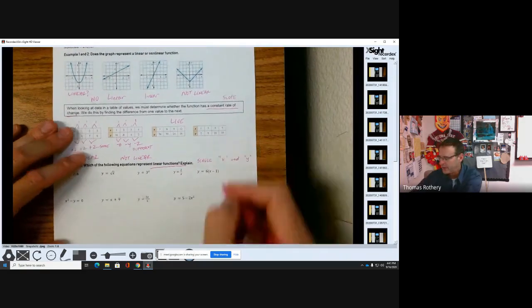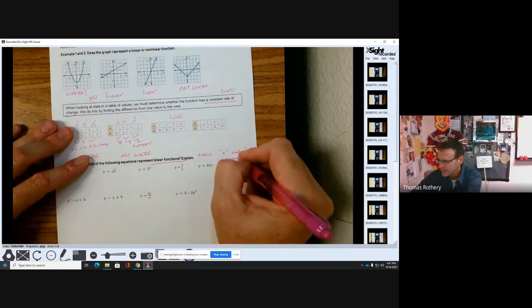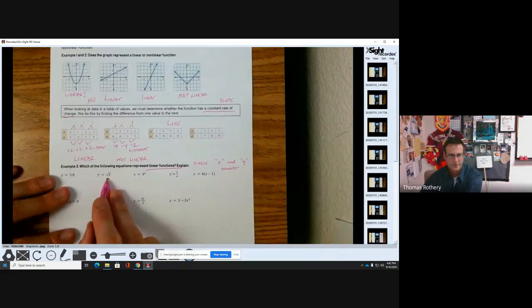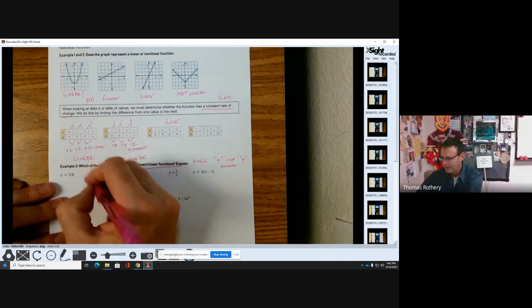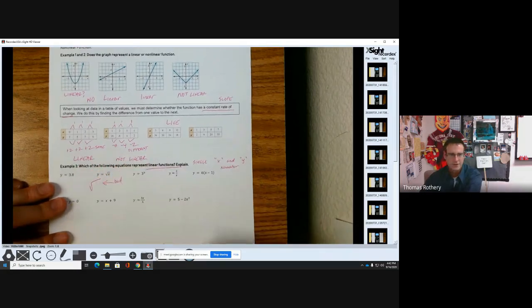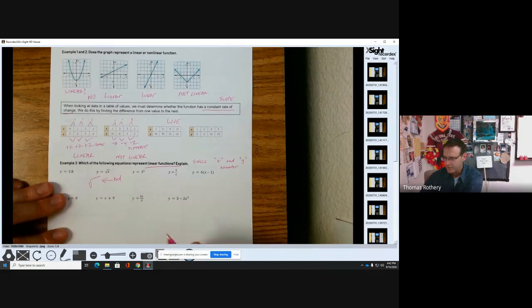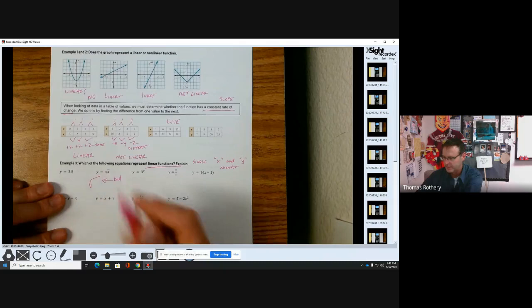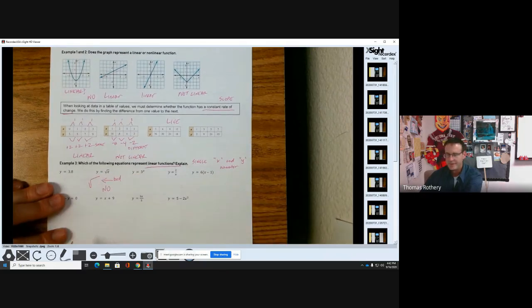Okay, and they must both be in the numerator. So let me look at this first one here. Okay, it's actually the second. That has an x, but it has a crazy square root bar in here. Okay, I don't want that funky looking bar there. I do have an x, I do have a y, but I do have this strange operation with that x. So that means no, it's not linear.